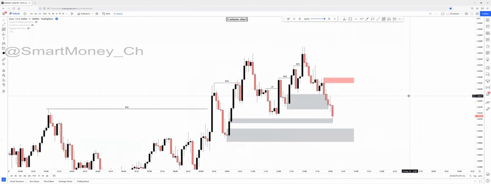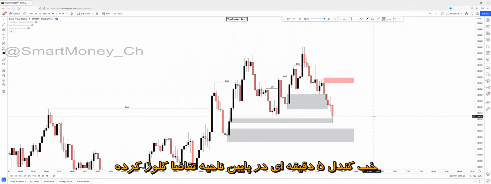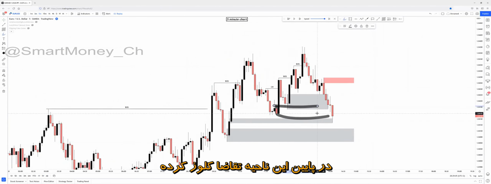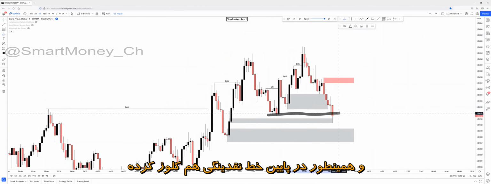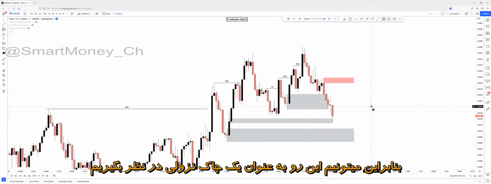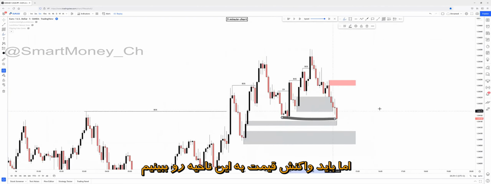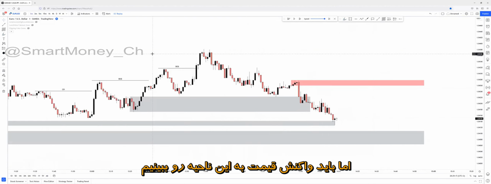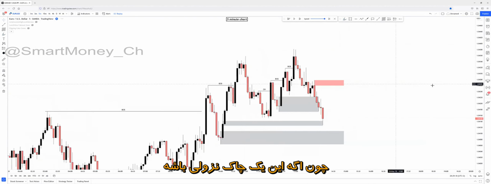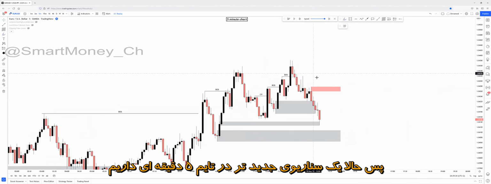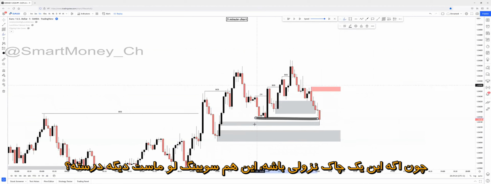So the 5-minute candle has closed below the demand level, and closed below the liquidity line too. So we can consider maybe this is a change of character to the downside here, but we have to see how price reacts on this zone. Because if this is a change of character to the downside, then we have new scenarios built up on the 5-minute chart.